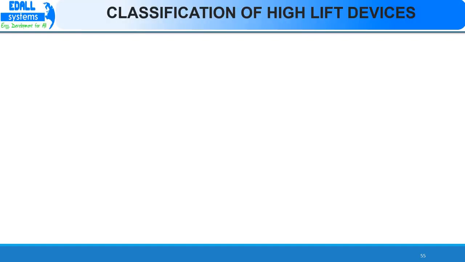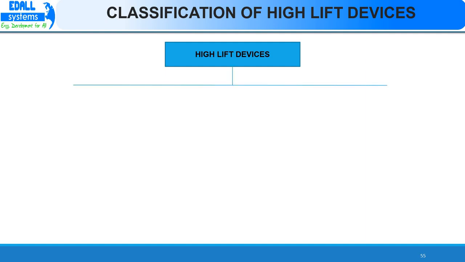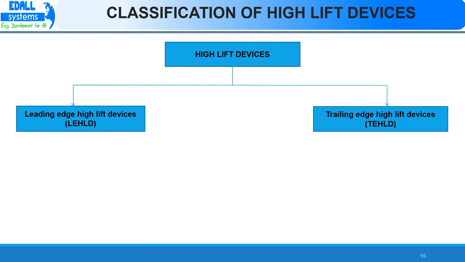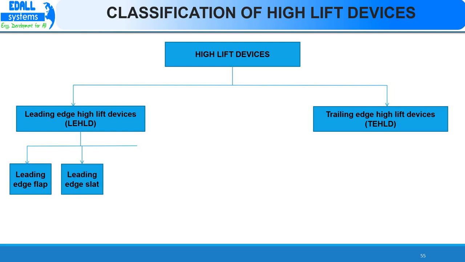Next is the classification of high lift devices. High lift devices are mainly classified into two types. First is leading edge high lift devices, and the second is trailing edge high lift devices. The most common leading edge high lift devices are leading edge flap, leading edge slat, and Kruger flap.